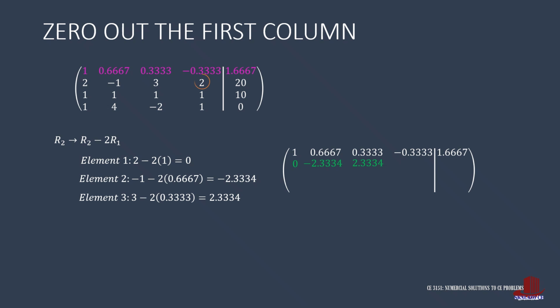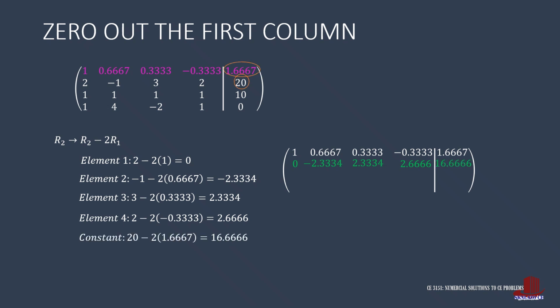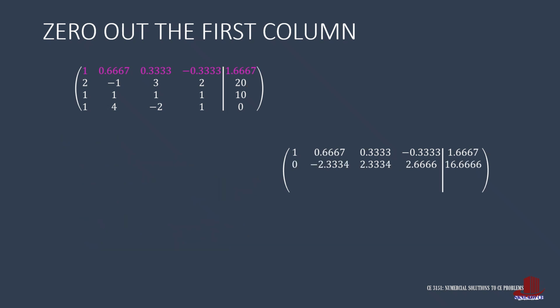The fourth element has 2 minus 2 of negative 1/3, which becomes 2 2/3. From the constant column, 20 less twice of 1.6667 gives 16 2/3. Do the same elimination process to the third row. This time, the operation is the difference of rows 3 and 1.